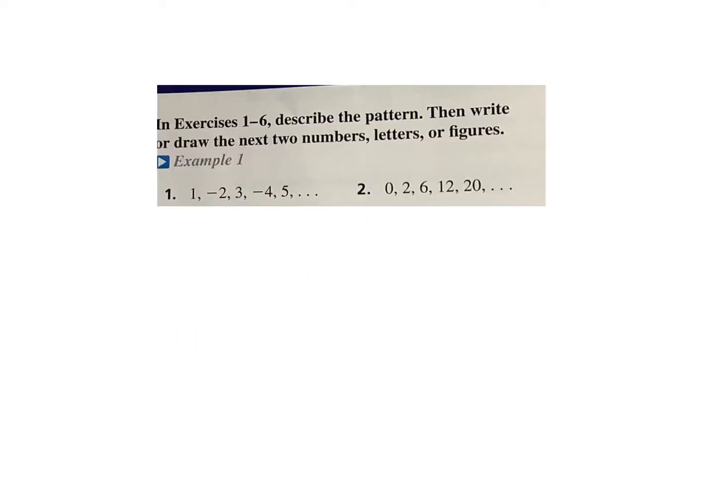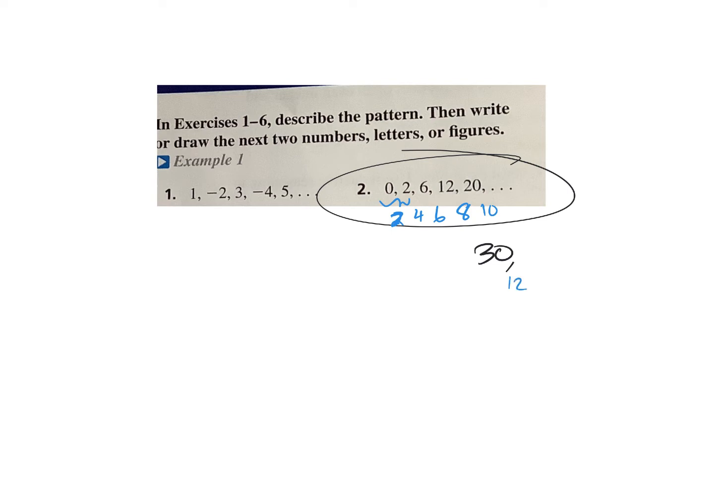All right, number 2. All right, give me the next 3 pieces of the pattern, please. So add 2 to 0, and then you added 4, and then you added 6, and then you added 8. So you're going to add 10 to get to 30. You're going to add 12 to get to 42. And you're going to add 14 to get to 56. So 2, 4, 6, 8, 10, 12, and 14. That's how you're adding it going forward.